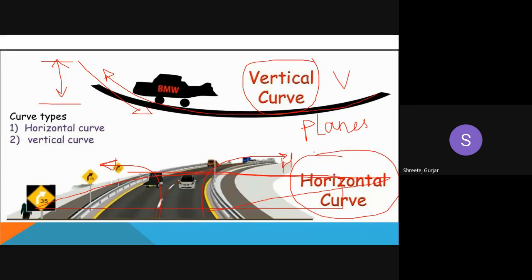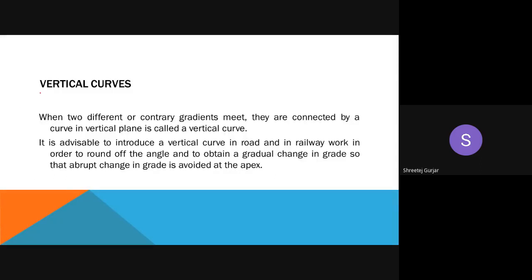Okay, then coming to the next thing. What do you mean by vertical curves? The definition of vertical curves. When two different or contrary gradients meet, they are connected by a curve in the vertical plane, which is called a vertical curve. Okay, what do you mean by this? Two different contrary gradients. Gradient is nothing but the word that we use for slope, right? Slope of a road, whether it is going uphill or going downhill. So we represent the slope of this as gradients. Okay, upward gradient or downward gradient.